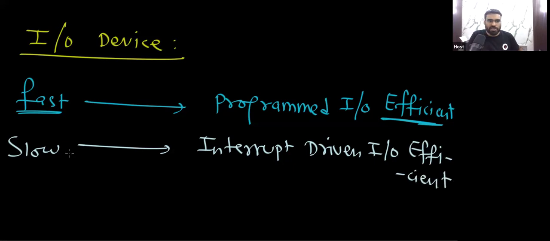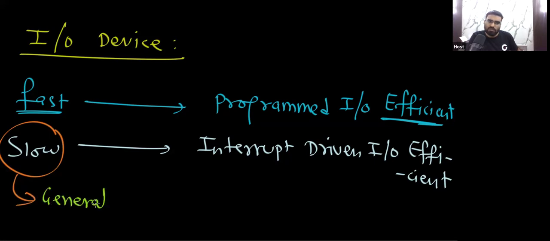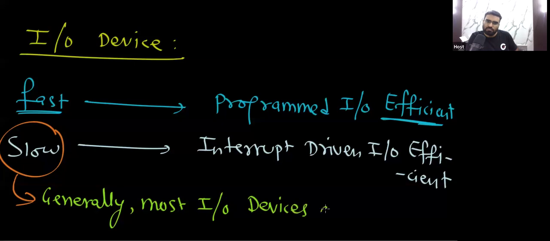Okay, and what is the general case here? IO device fast or IO device slow? Which is the general case? IO device slow. Generally, IO devices are slow. Yes or no? This is the general case. Generally, most IO devices are slow, or I can say very slow. So this is the general case, remember.